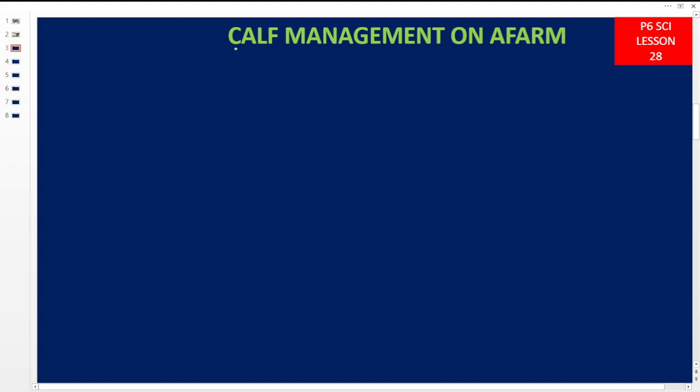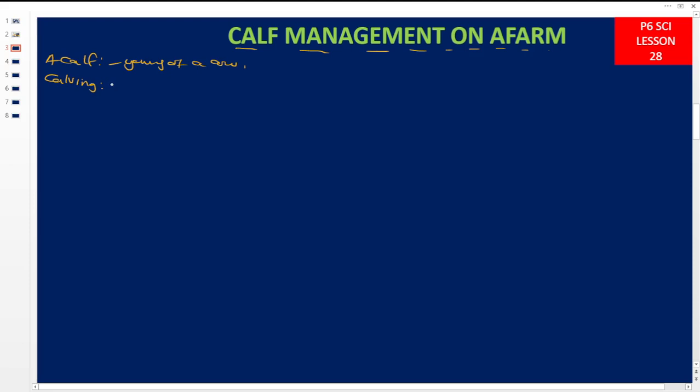So today we are now going to look at calf management on a farm. So what is a calf? Let us start with this one. A calf is a young one of a cow, right? Meaning that the process by which this cow gave rise to a calf is called calving. So it's the act of producing a calf by a cow, and a cow is a female. Yes, you can take it like that.